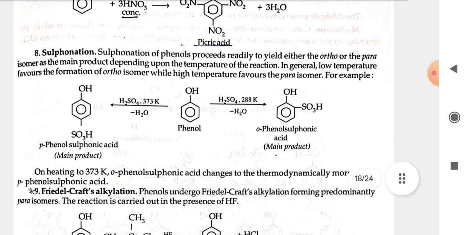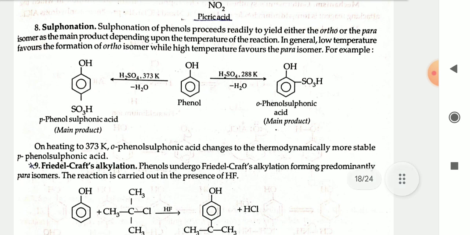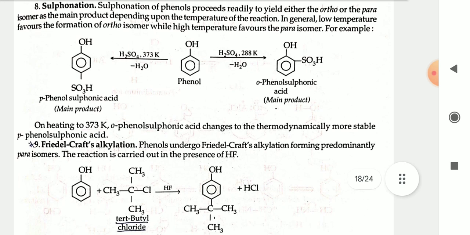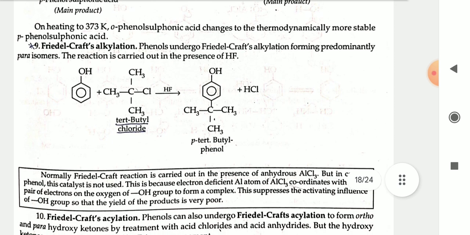Eighth is sulfonation. Sulfonation of phenol proceeds readily to yield either the ortho or the para isomer as the main product, depending upon the temperature of the reaction. In general, low temperature favors the formation of the ortho isomer, while high temperature favors the para isomer. On heating to 373 Kelvin, o-phenol sulfonic acid changes to the thermodynamically more stable p-phenol sulfonic acid.